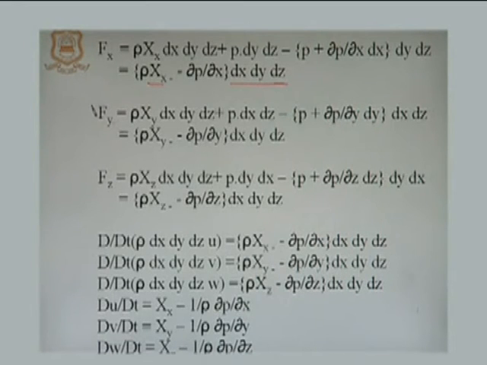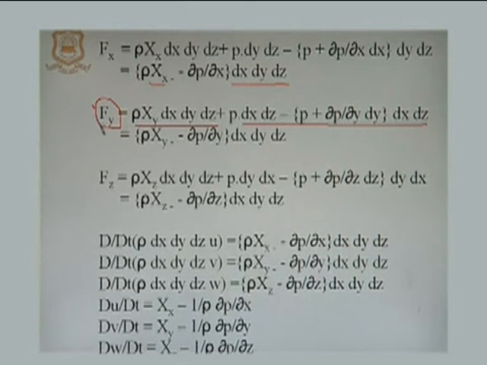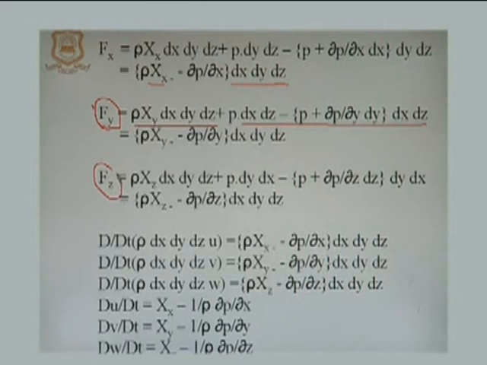Similarly, we can find out the body force in the y direction, which is given here, and the surface force in the y direction, which can be calculated with the previous figure after defining the pressure force acting on both faces in the y direction. So, we can find out the net force acting in the y direction. Similarly, the net force acting in the z direction is equal to rho X_z minus del p over del z, into dx dy dz.